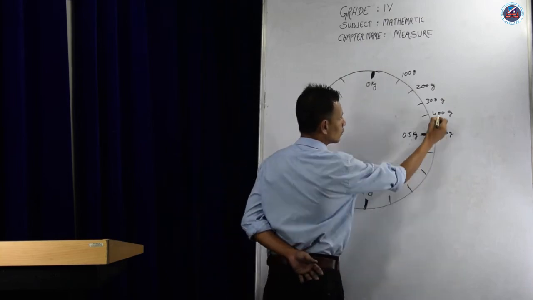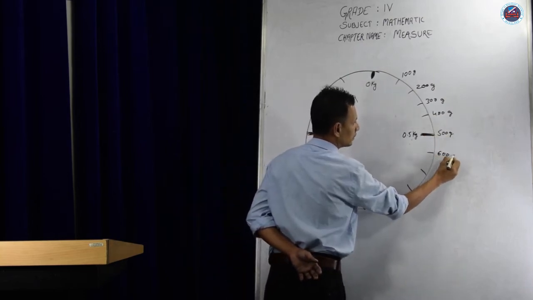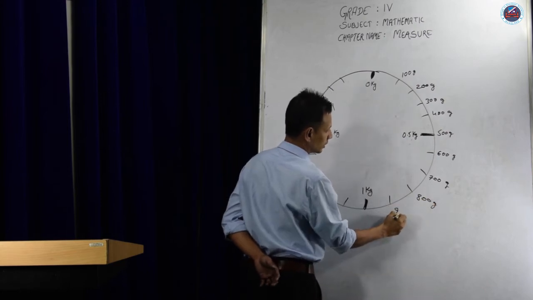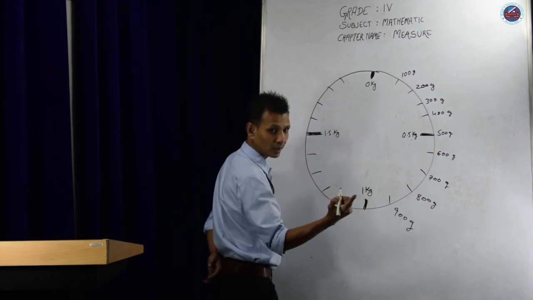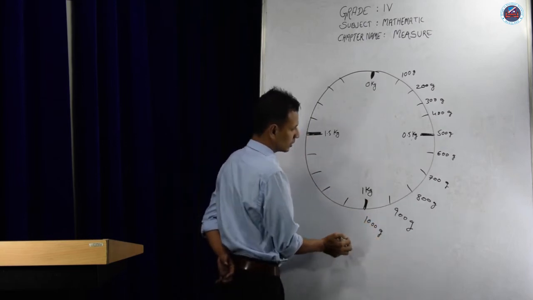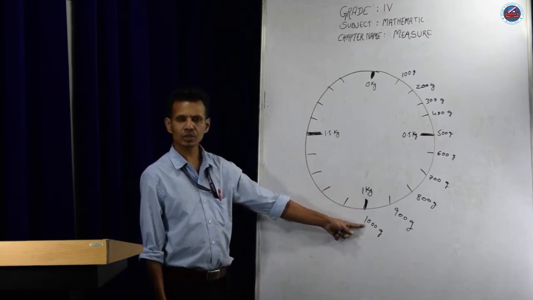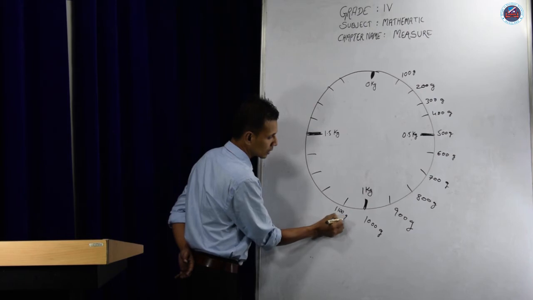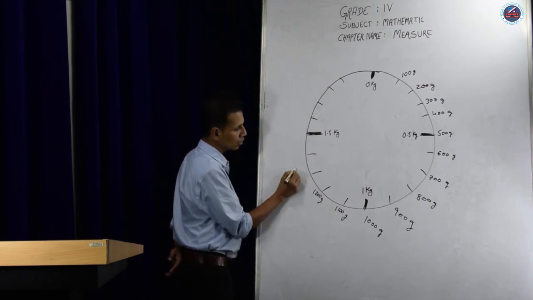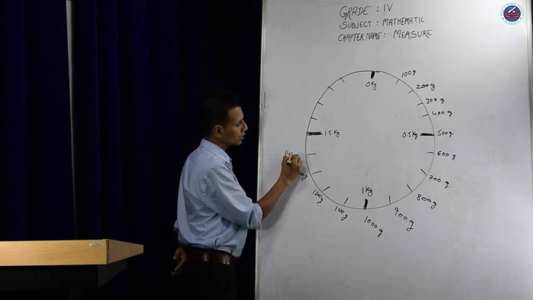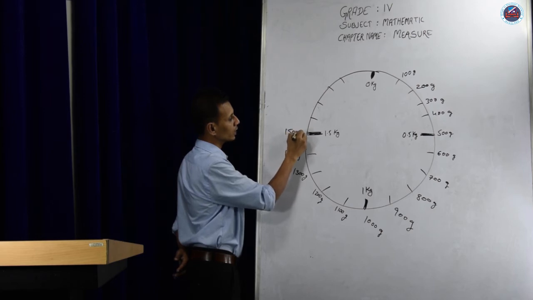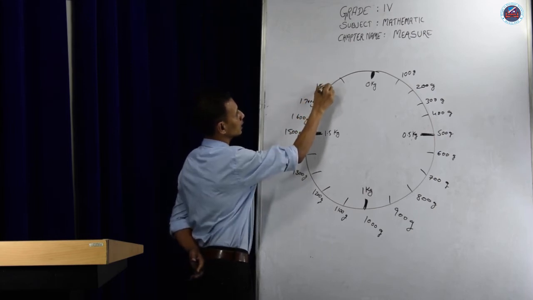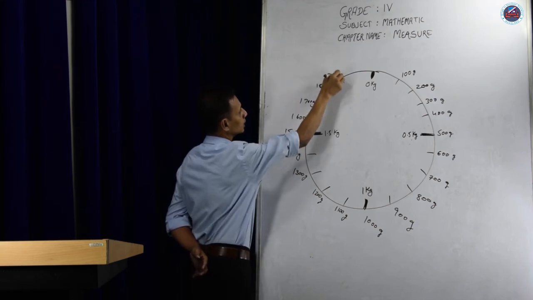So 400, 500, what? 600 gram. This is 700 gram, 800 gram, 900. After 900, 1000. Can you see that? 1 kg equals 1000 gram. Great. After 1000, 1100 gram, 1200 gram, 1300 gram, 1400 gram, 1500 gram, 1600 gram, 1700 gram, and 1800 gram, 1900 gram.